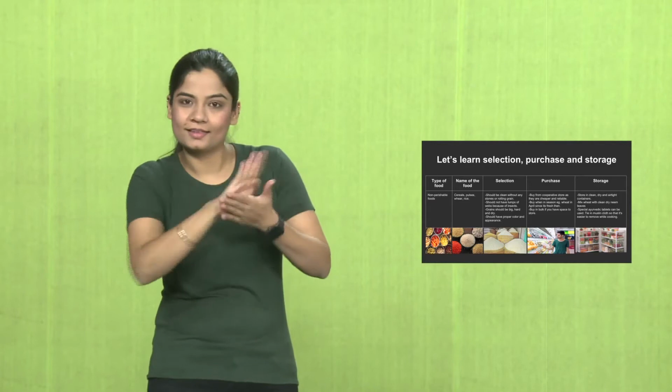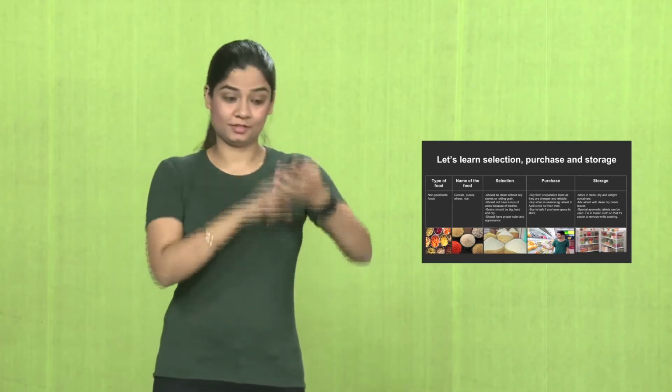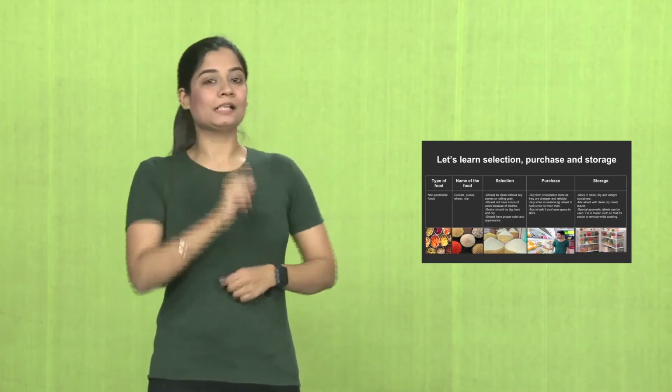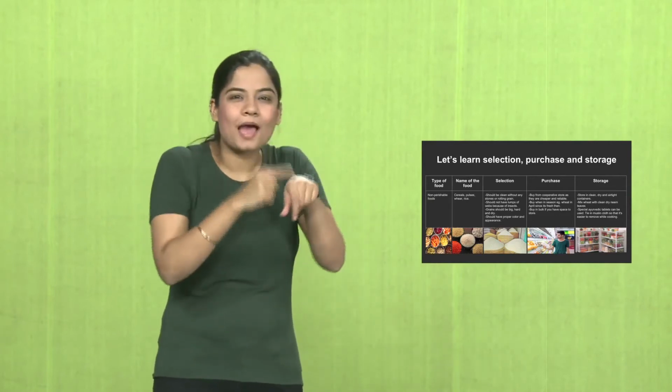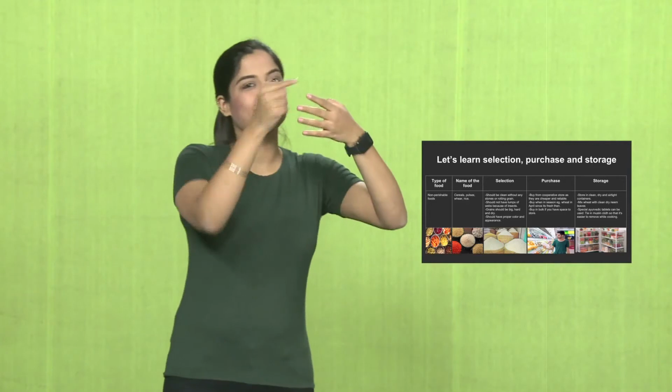The fourth thing that we have to remember is the proper color and appearance of the food. For example, for rice, it should be clean and white. So these are the things you have to remember for selection.